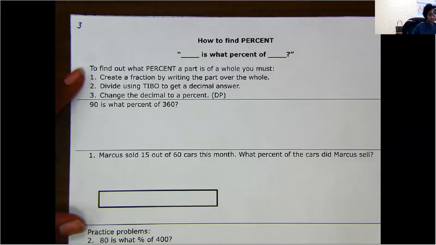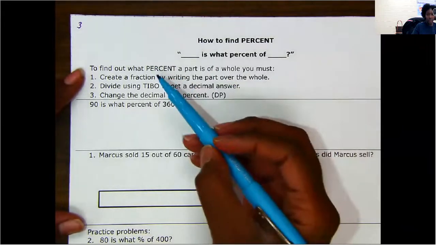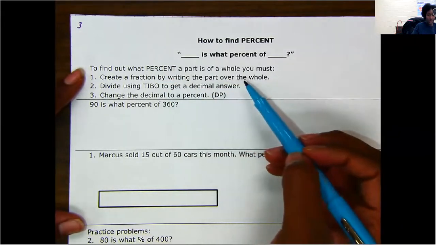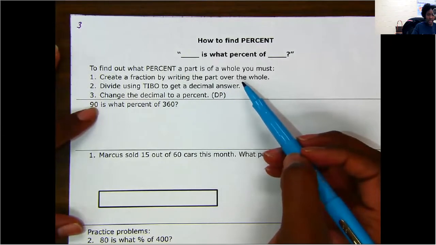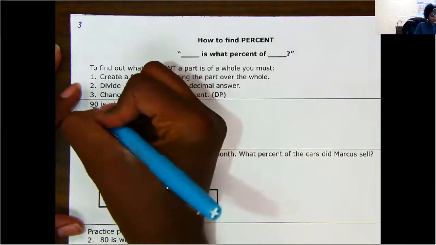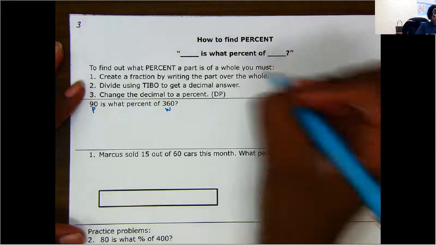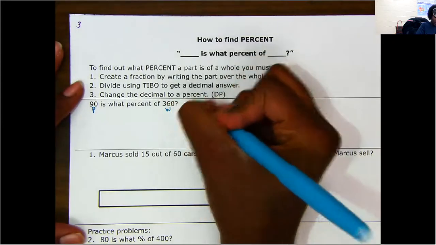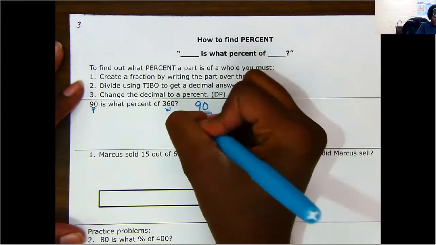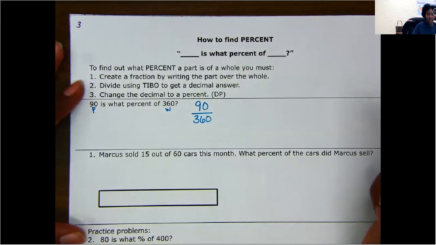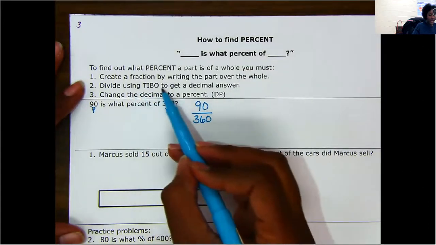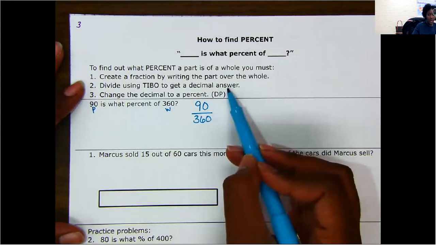So first of all, it says to create a fraction by writing the part over the whole, okay? Here's my part. It says 90 is what percent of 360? 90 is my part, 360 is my whole or my total. So I'm going to do 90 over 360, okay? Then it says divide using Tae-Bo to get a decimal, top in, bottom out.